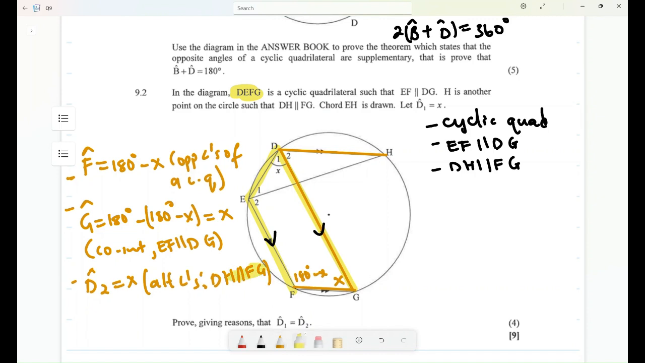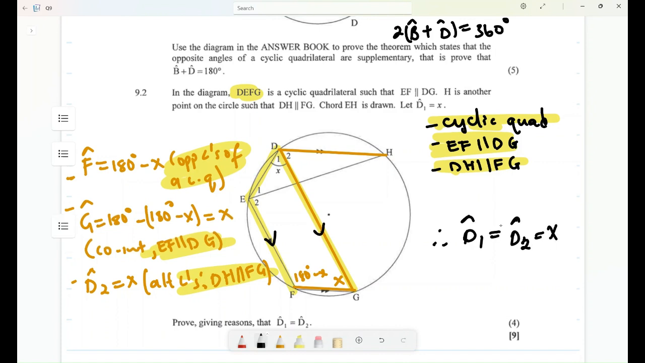Can you see? This one we used, we used also this one, and with the cyclic quad we used one of its properties. The examiner will never give you information unnecessarily. Then we can say therefore angle D1 is equal to angle D2, which is equal to x. We are done. That's how we were supposed to go about that one. So yes, thank you very much. Let's meet on the next question.